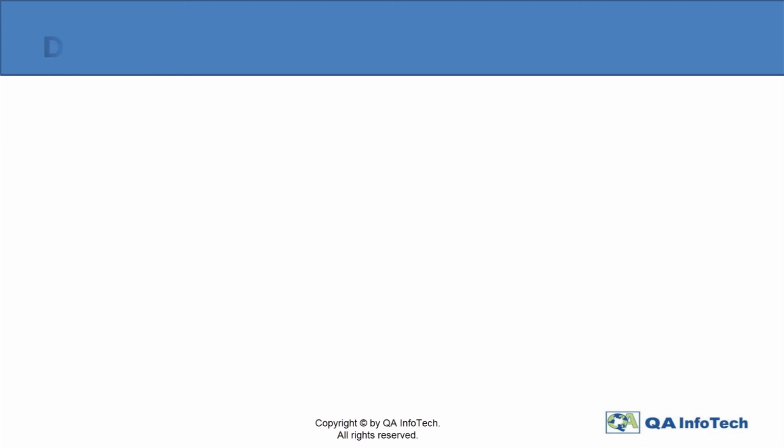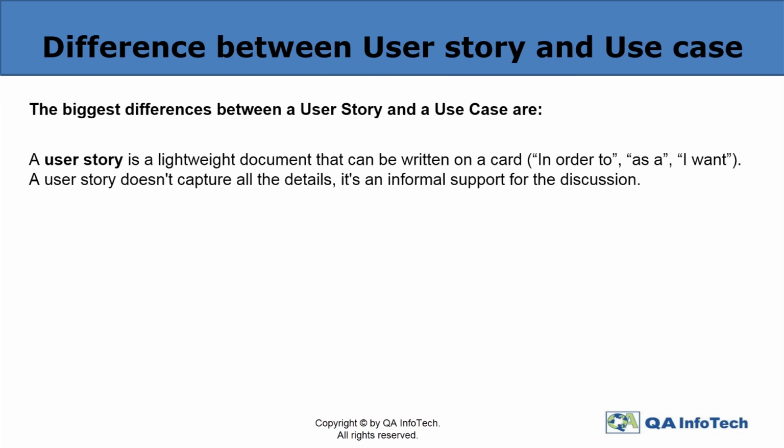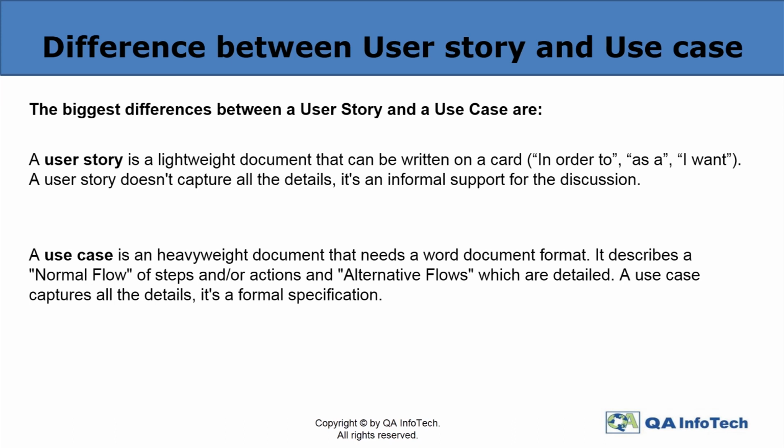A user story is a lightweight document that can be written on a card, whereas a use case becomes a heavyweight document in a Word document format, describing detailed information about the normal flow of steps and the alternative flows as well. While a user story does not capture all the details and becomes an informal support for the discussion, a use case captures all the details and is a formal specification.